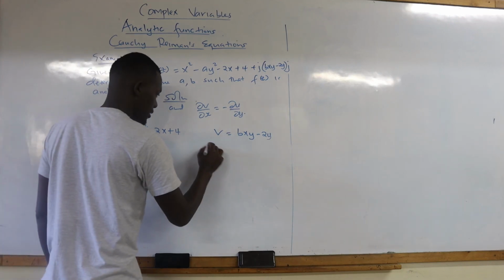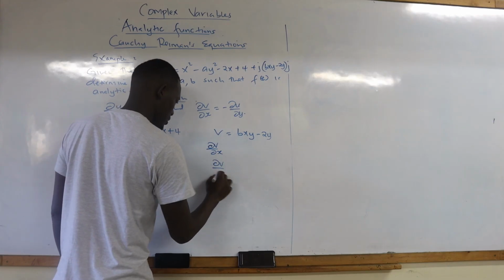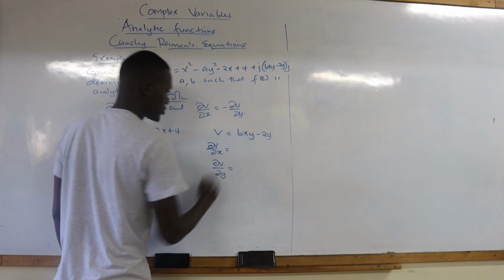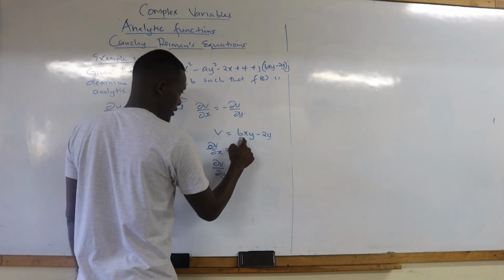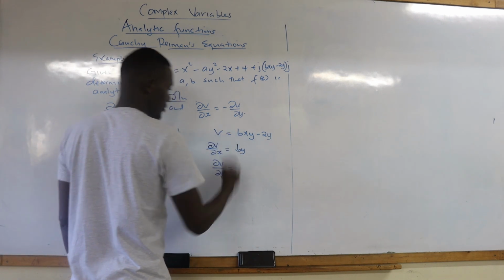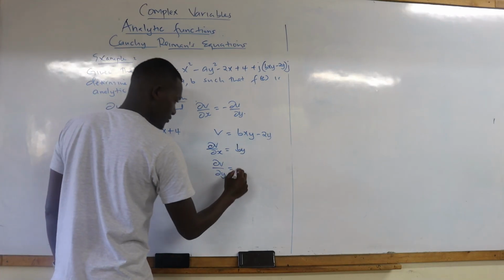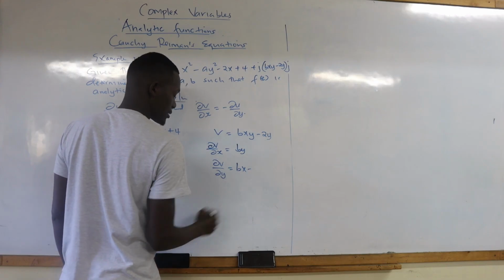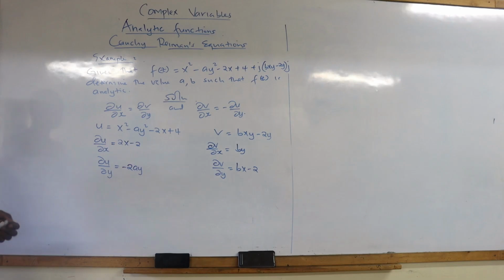Then we come again here, dv/dx and dv/dy. Now with respect to x, we have this variable, so we shall remain with by. Then with respect to y, we have this and this, so we shall have bx minus 2. So for our function to be analytic, this condition and this condition have to be met.